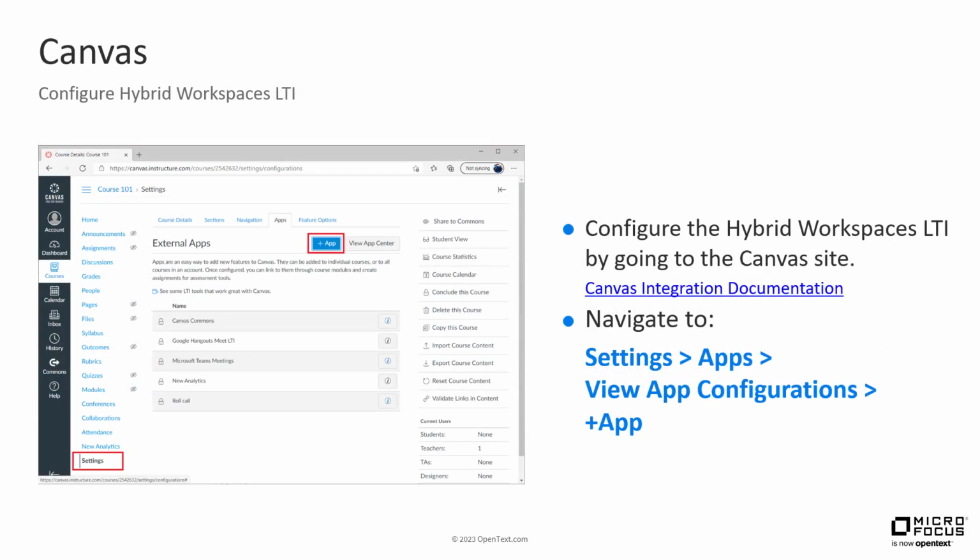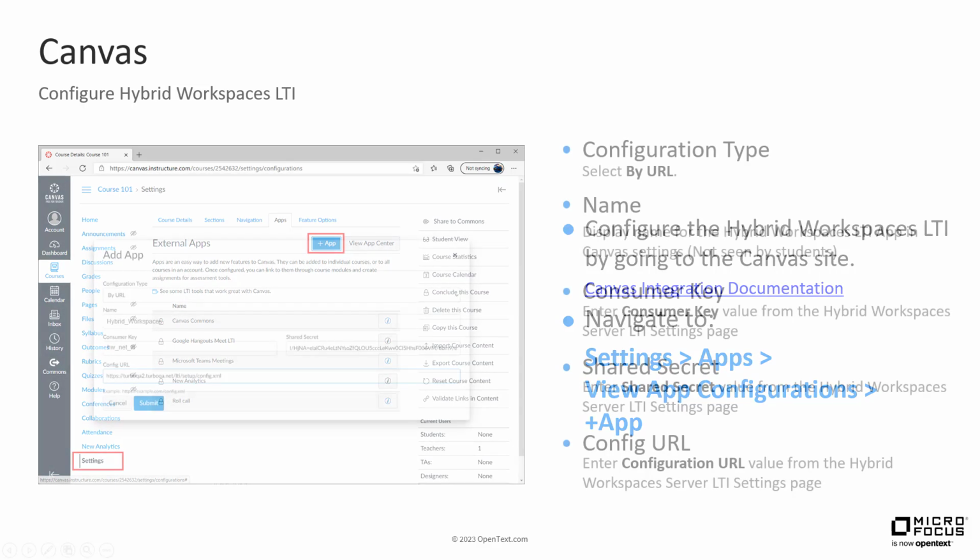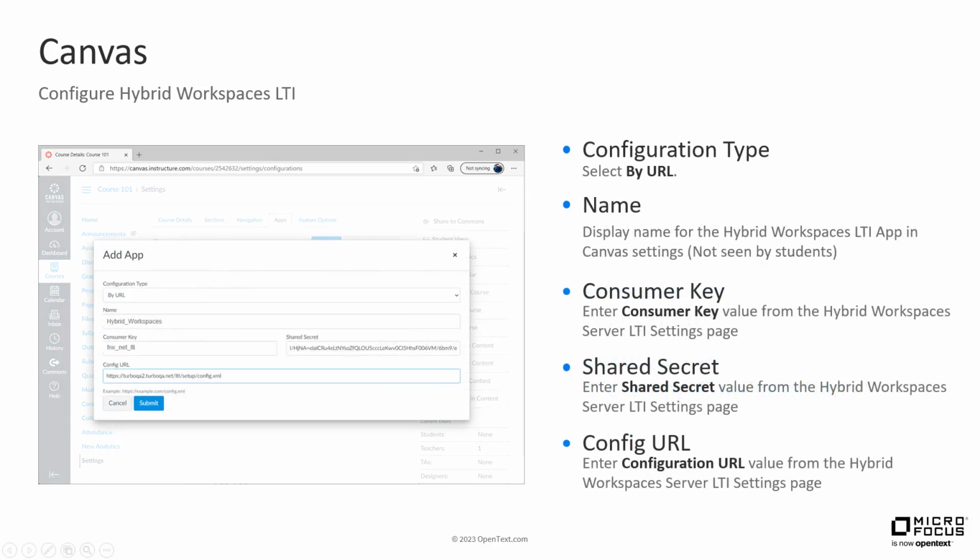For the configuration, typically you go to your learning management system and you go into the settings. For Canvas, that's settings, apps, view app configurations, and then add app. You would use the fields from the Turbo server to configure this application. For example, for Canvas, you would set it by URL for the configuration type. You would assign a name for this application. You would enter the consumer key from the Turbo server LTI settings page, as well as the shared secret and the configuration URL.